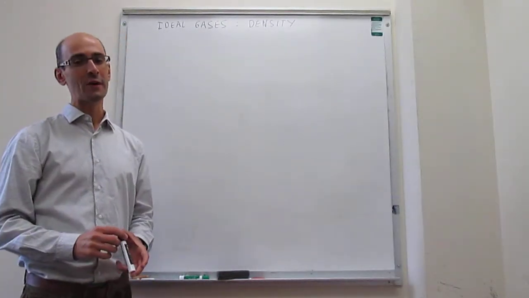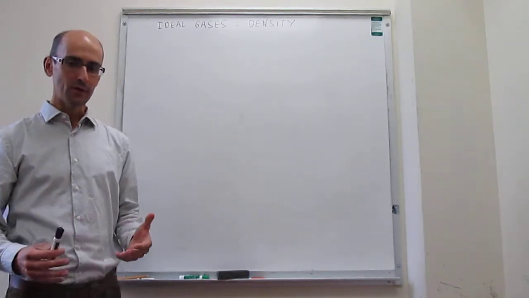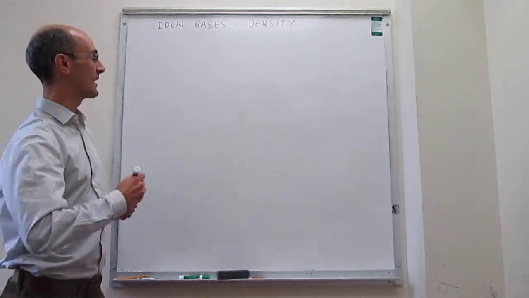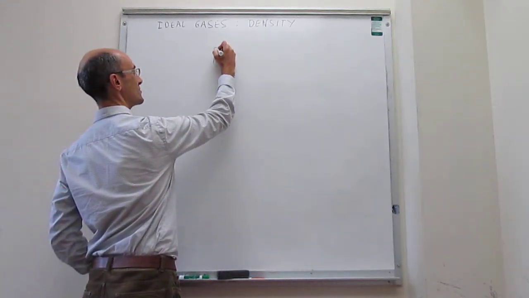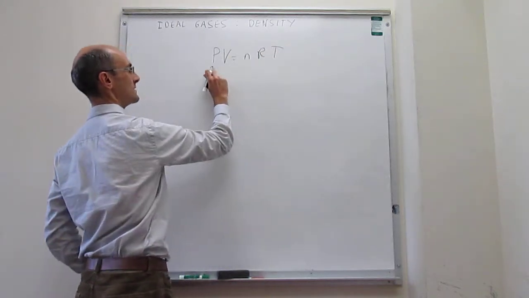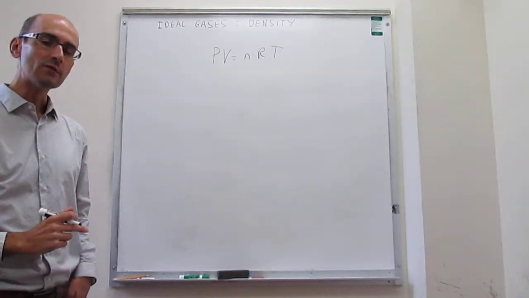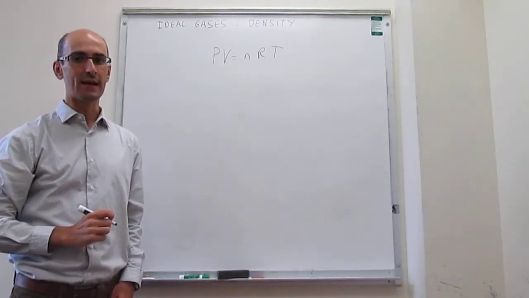In this video, we describe how to obtain the density of a gas from the ideal gas equation. We have already introduced what the ideal gas equation is. It's just a relationship between four properties of gas: pressure, volume, number of moles, and temperature. The idea here is to try to calculate what the density of a gas would be.